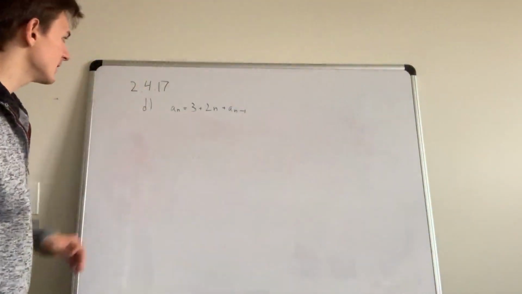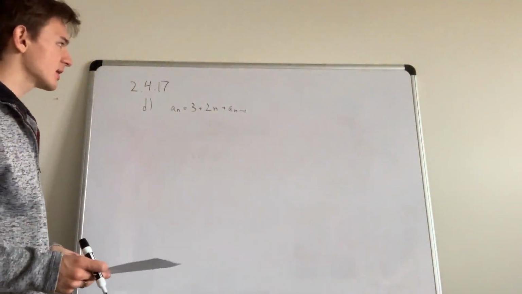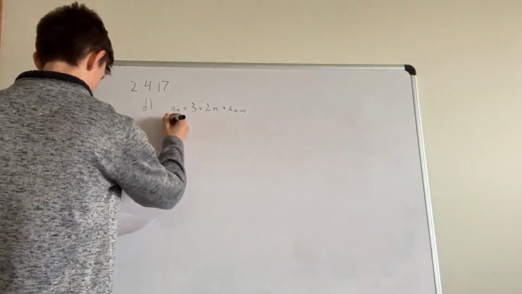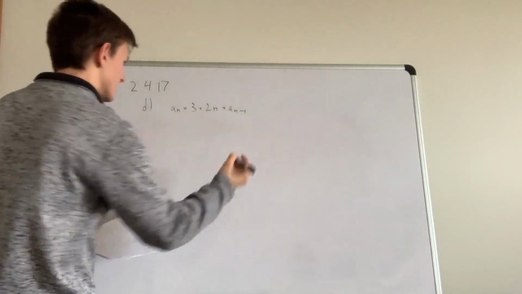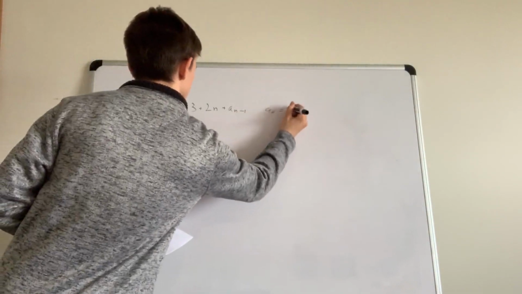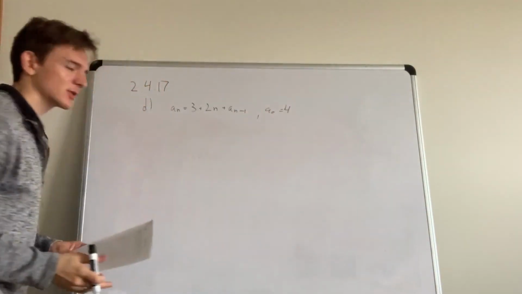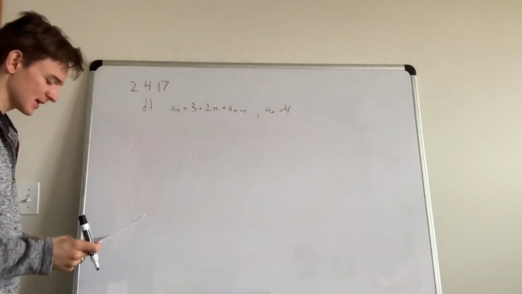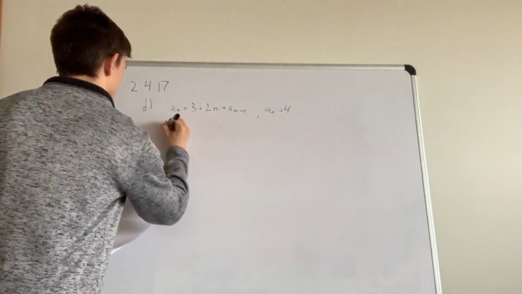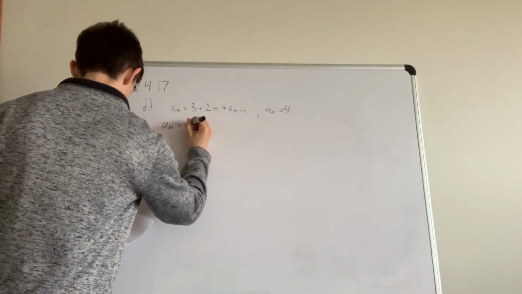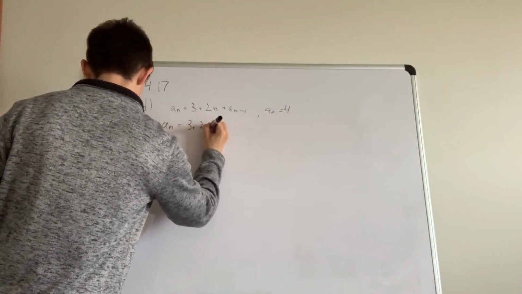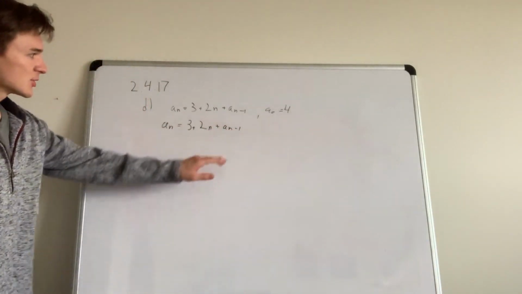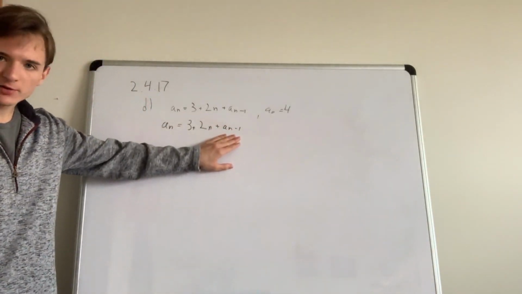The next one, D. a of n is equal to 3 plus 2n plus a of n minus 1. We are given an initial condition, a of 0 is equal to 4. So let's work backwards and try to use it somehow in our solution. So a of n is equal to 3 plus 2n plus a of n minus 1. So all it depends on is the previous value in the iteration.